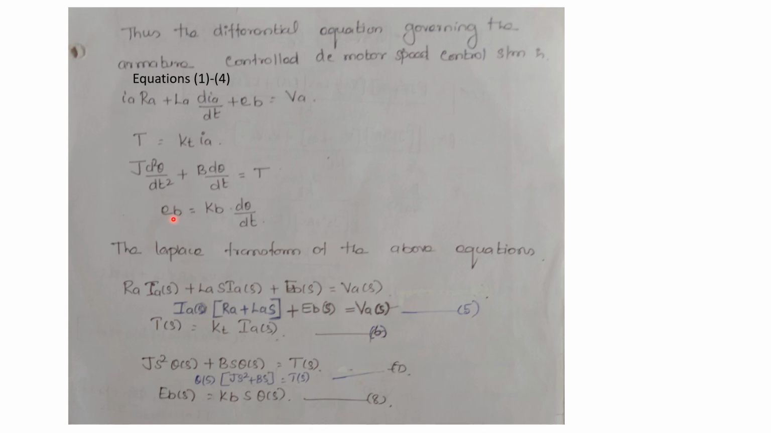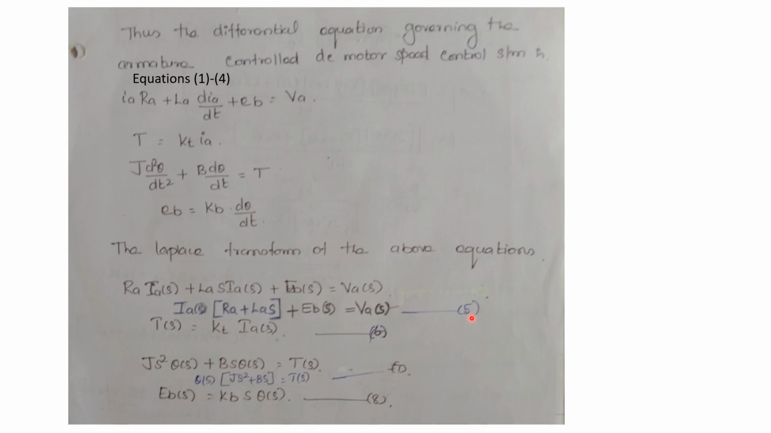EB will be a voltage, so it will be a function of time. While finding the Laplace transform, it will be capital EB of S. KB is a back EMF constant, so we can take it outside. Then what about the Laplace transform of d by dt? That is S, into the Laplace transform of theta, which is theta of S.